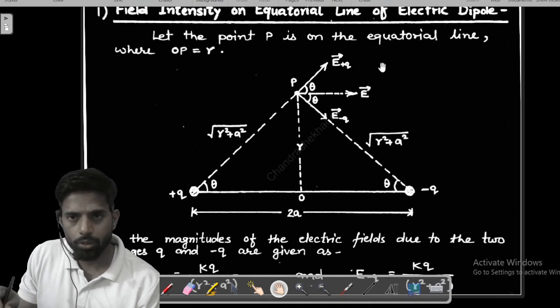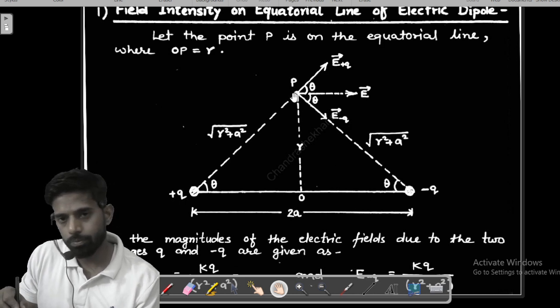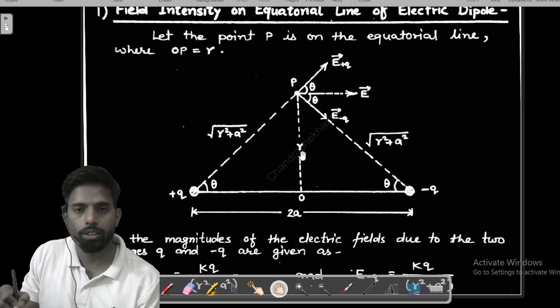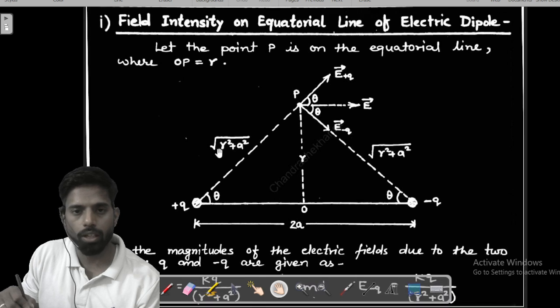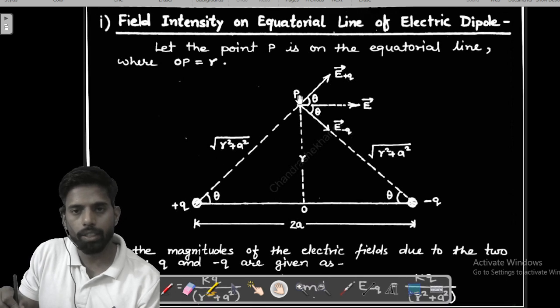Similarly, we can find the electric field at this point. This point is called the equatorial point. This is a dipole having length 2a. This is the origin, and this point is called the equatorial point. Its distance from the origin is r. This is a, this is r. So we can find by Pythagoras theorem root under r square plus a square. Now we have to find the net electric field at this point.